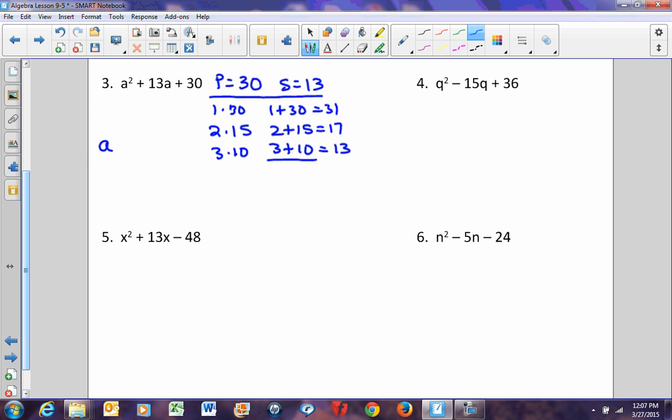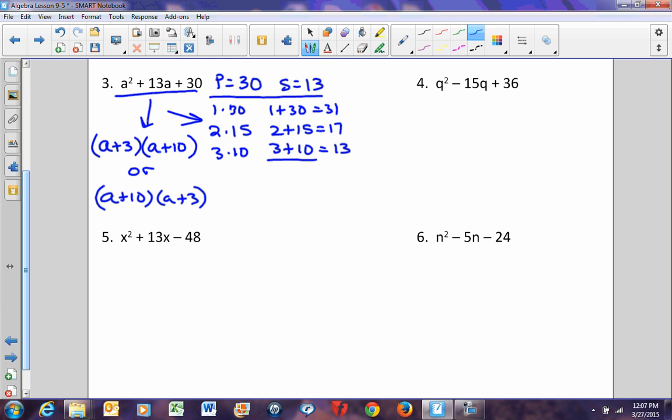So it's an A now, not an X: A plus 3 times A plus 10, or A plus 10 times A plus 3. Remember, multiplication is commutative. The order of the parentheses doesn't matter. Eventually, you'll get to the point where you can go straight from this into this without having to show all of the products and sums.